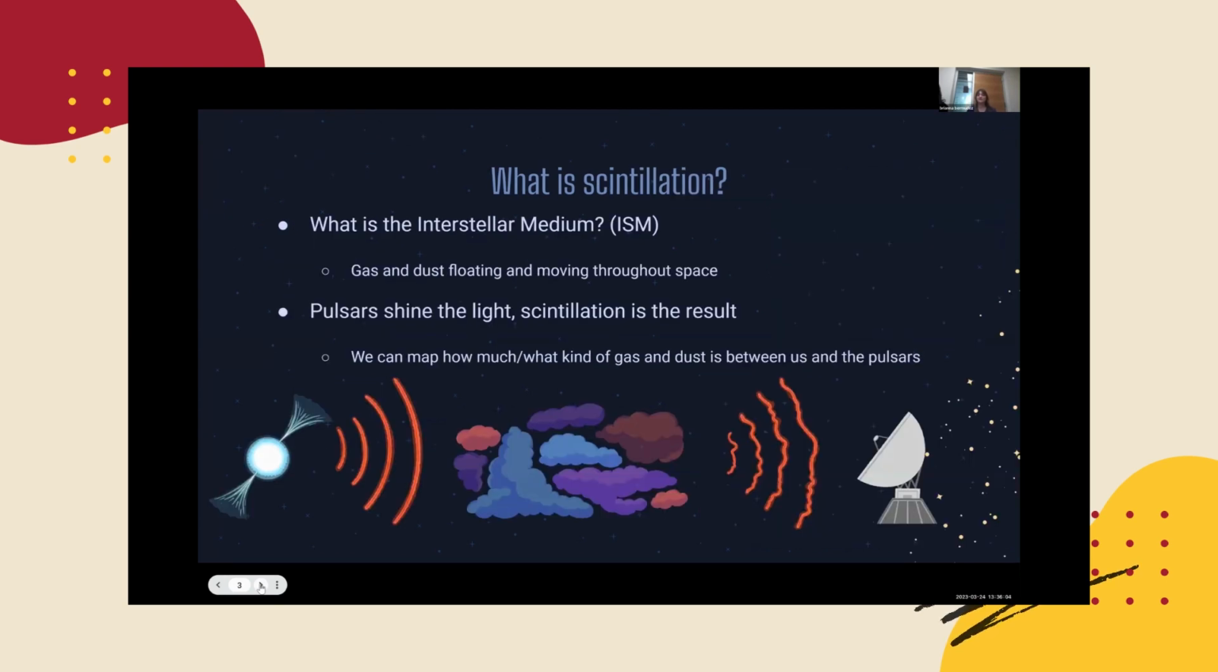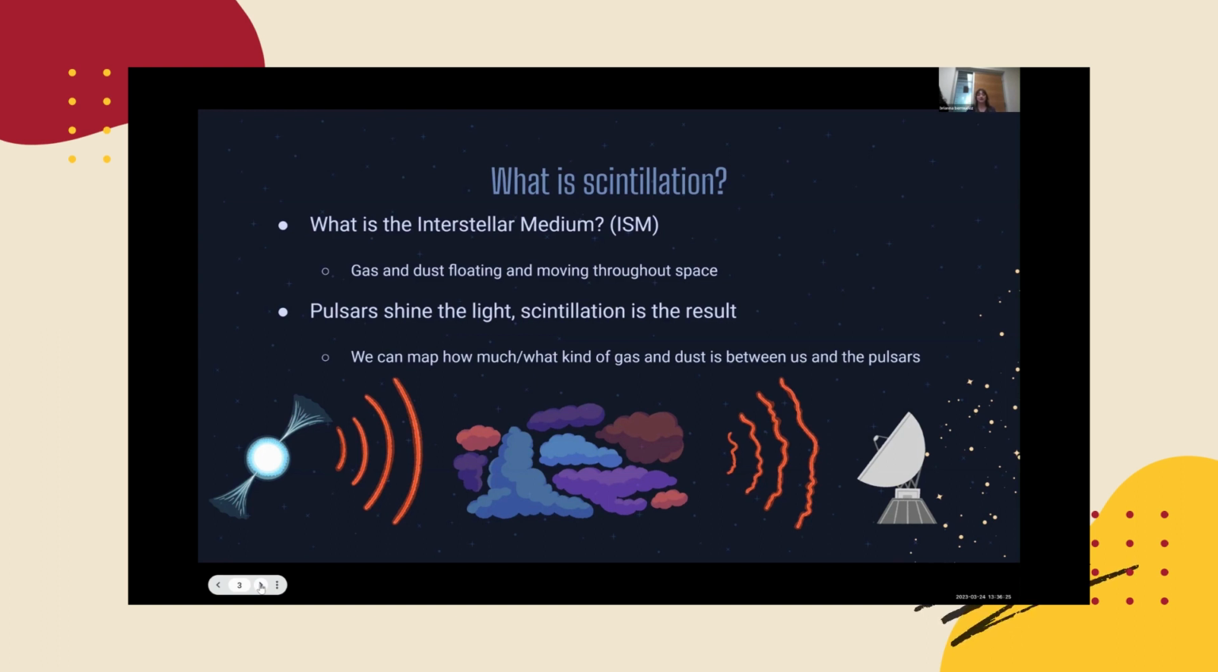Okay, so let's discuss what scintillation is. In order to understand scintillation, we have to understand the interstellar medium, or the ISM. And though it sounds complicated, the interstellar medium is a name for all the gas and dust that's floating and moving throughout space. Scintillation is the measurement of this gas and dust. And so when pulsars shine their light, scintillation is the result.